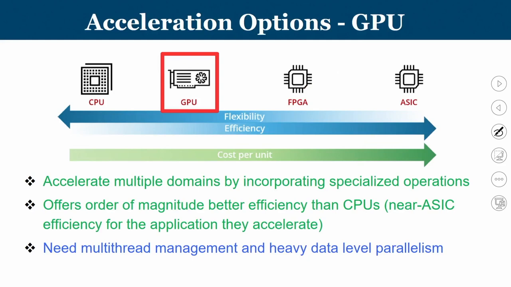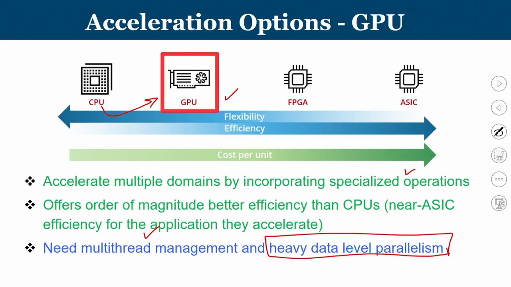The next category is about GPUs. It accelerates multiple domains by incorporating specialized operations. We already had a discussion on GPUs, how GPUs work. It offers order of magnitude better efficiency than CPU. And compared to CPU, GPU gives better efficiency. It gives near ASIC efficiency for applications that they really accelerate. But the only overhead is, you need multi-threaded program management, and heavy data level parallelism is a requirement. So GPUs make sense only if you are going to talk about applications where there is heavy data level parallelism, and there should be an effective control mechanism to handle these multiple threads that will take care of these parallel operations.